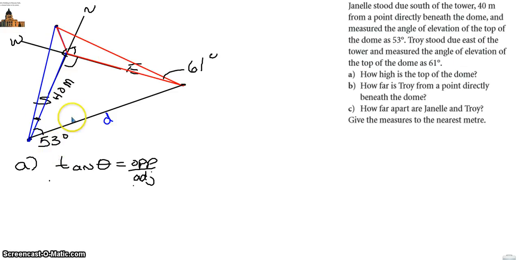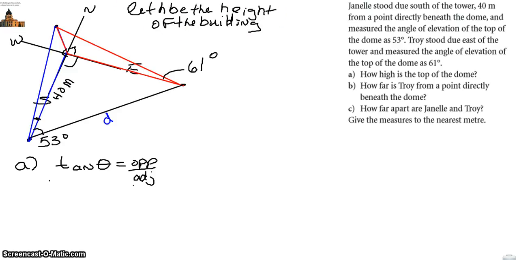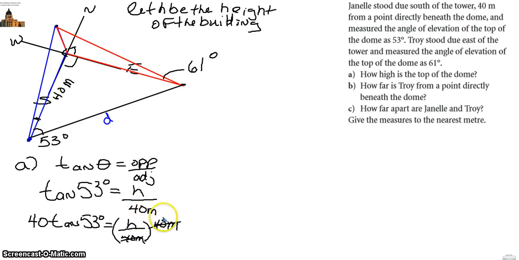So for the first part, A, how high is the top of the dome? This sets up as a tangent ratio, where I have the opposite side from my angle, which is the height, and I have the adjacent side, which is how far Janelle is from the base. So for A, I set up the tan ratio, or tangent of the angle, or tan of theta, is equal to opposite over adjacent. And just for the sake of argument, I'm just going to say let h be the height of the building. So that means the tan of 53 degrees is equal to h, or the height, divided by 40 meters. To solve that, I'm going to multiply both sides by 40 meters, and that will give us how tall the building is. So 40 times the tan of 53 degrees, and I get the height, or the opposite side, is equal to 53.08 meters. So the building is 53 meters tall.